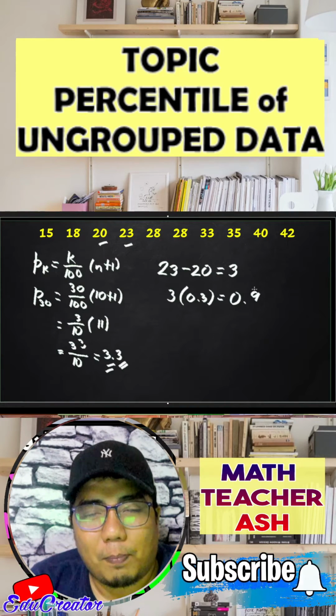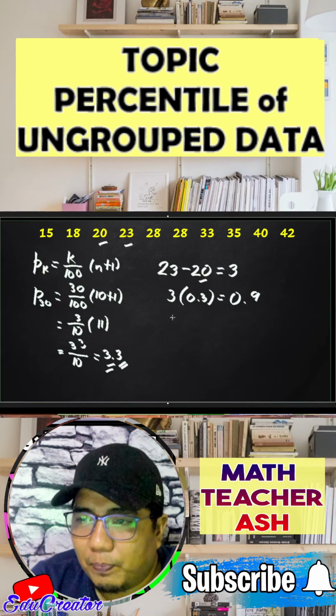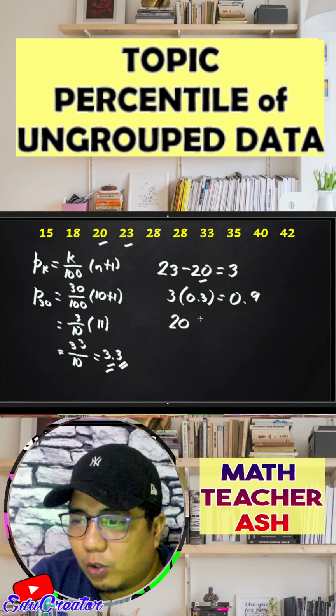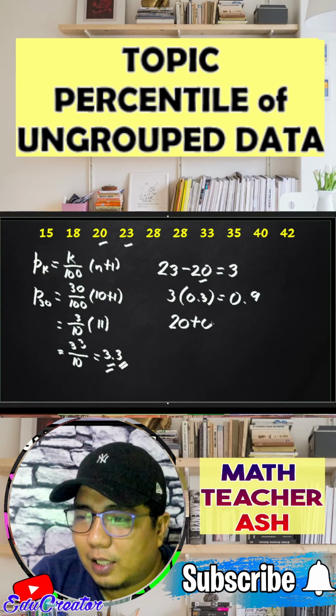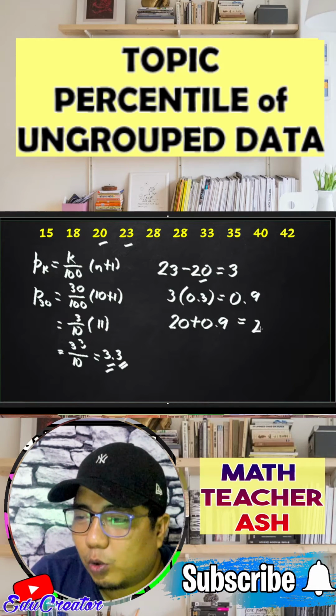Now, the next step and the last step is to add the smaller value from step 1, and that is 20, to the result of step 2, which is 0.9. Therefore, the actual value of our 30th percentile is 20.9.